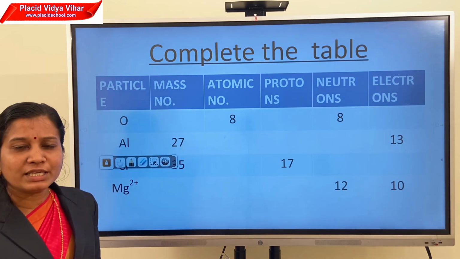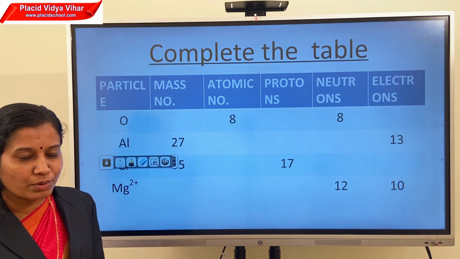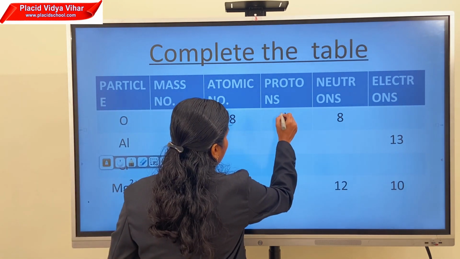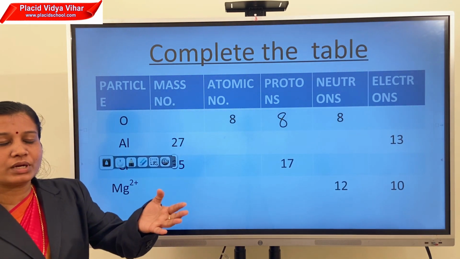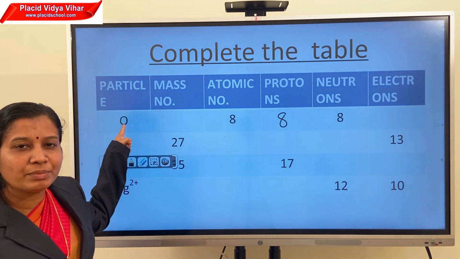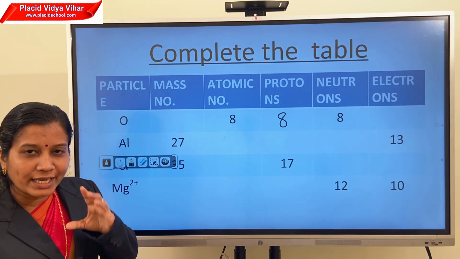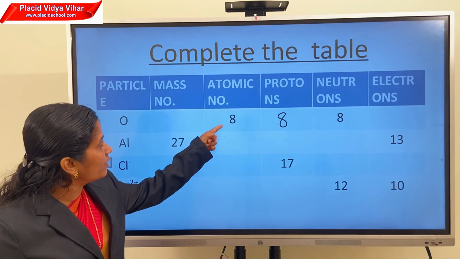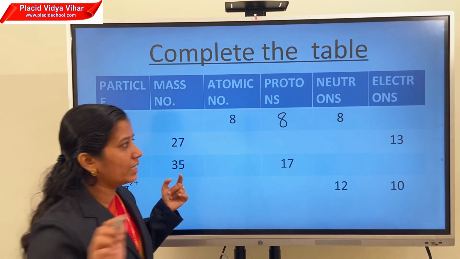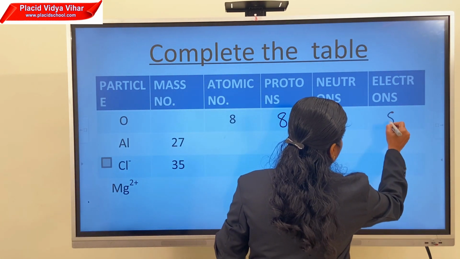So atomic number means what? It is equal to the number of protons. So we can here write 8 because atomic number represents what? The number of protons. And here in oxygen no charge. That means it is a neutral atom. So in case of neutral atom, atomic number is also equal to what? Number of electrons. So we can also write here 8.